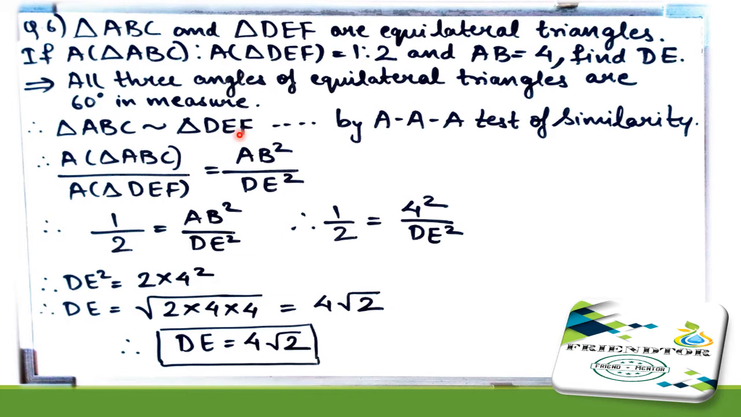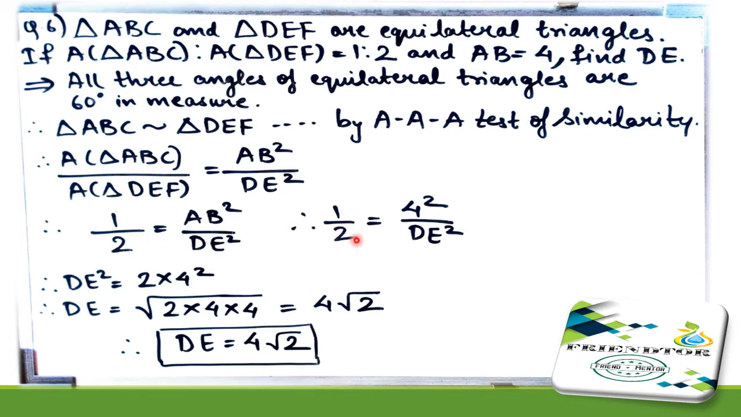Okay, so once they are similar, we can apply the theorem. The area of triangle ABC upon the area of triangle DEF is the same as the ratio of the squares of the corresponding sides, that is AB square upon DE square. Now, the LHS part is given in the question as 1 by 2. So replace it by 1 by 2. 1 by 2 is equal to AB square upon DE square.